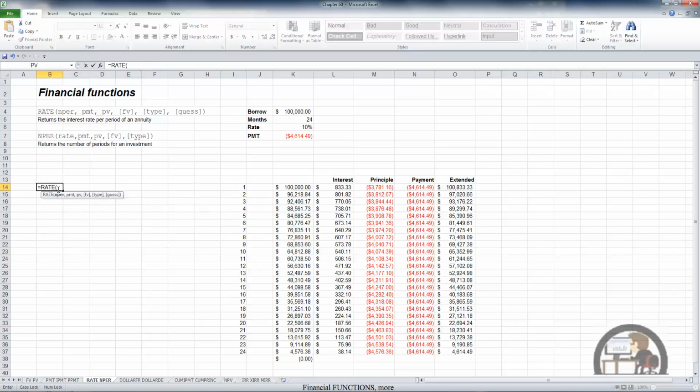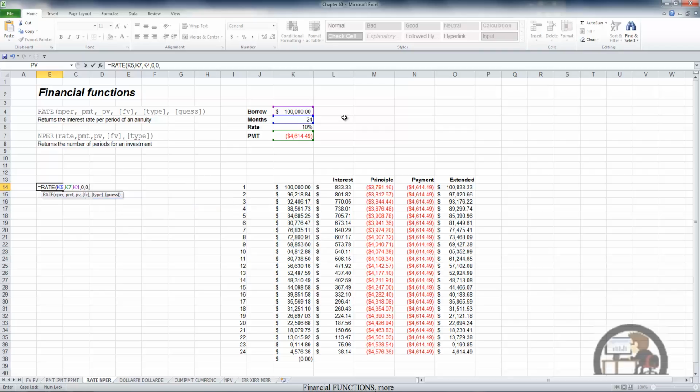tab, the number of periods I'm displaying in months. That's perfect because that's what I want, comma, the payment is the payment per month. The present value, comma, is the amount of money that we're borrowing. The future value we're going to leave at 0. The type, comma, is when the payment or the cash flow takes place, at the beginning of the month or the end of the month. The default is the end of the period.